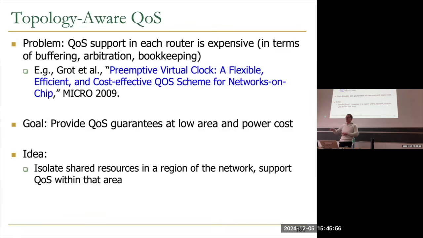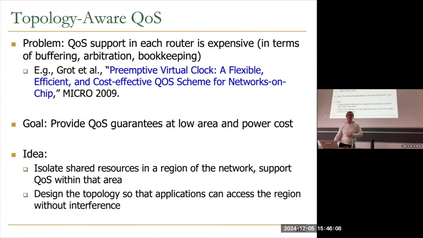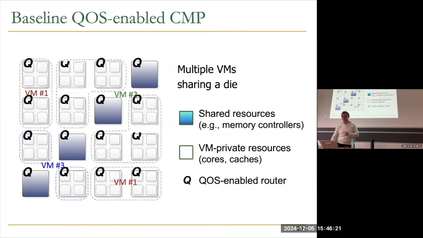You still have a network of connectivity between those shared resources, so your routers need to support quality of service. But outside of that shared region area, you don't need to support quality of service. But now the question becomes, how do you access that region with quality of service? So we designed the topology so that applications can access the region without interference from other applications. That's where the topology design comes in. So this is a pictorial example. One picture is worth 1,000 words, probably.